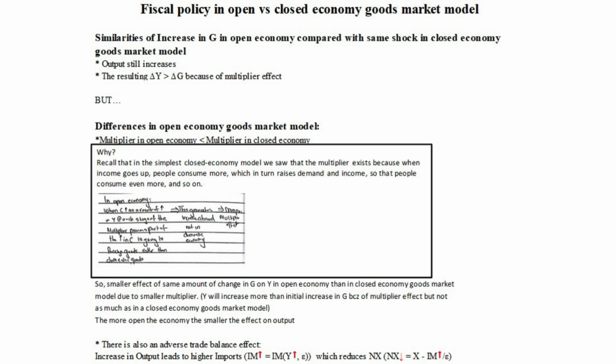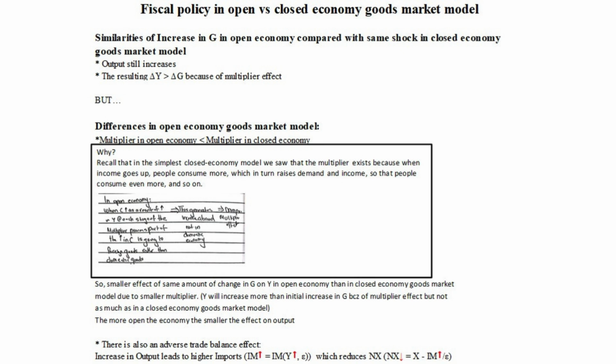So because in the open economy the multiplier is smaller, the same amount of change in G has a smaller effect on Y in the open economy than in the closed economy goods market model. So even though Y will still increase by more than the increase in G due to the multiplier effect, it won't increase as much as in the closed economy goods market model, where the multiplier is bigger than in the open economy goods market model. And the more open the economy, the smaller the effect on output will be, because more of your consumption on foreign goods will increase at every stage of the multiplier process, which will be generating income abroad.